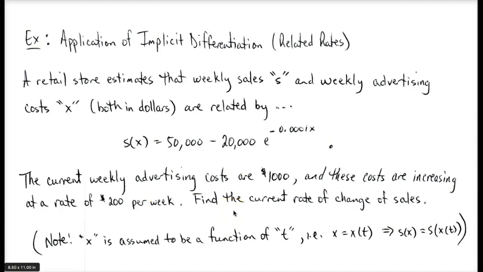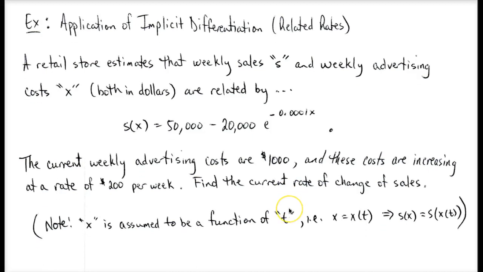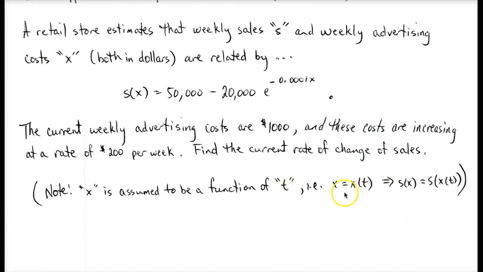Okay, and notice here that we know that x is assumed to be a function of t, because all of this is related to measuring things weekly. So it is implied that s is a function of t, and that x is also a function of t, even though it's not explicitly stated here in our equation.